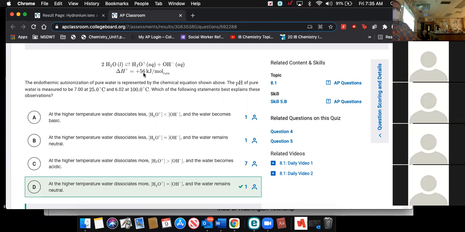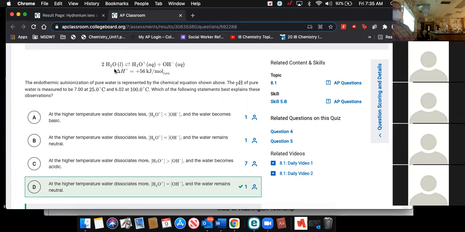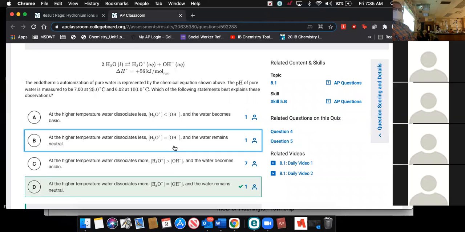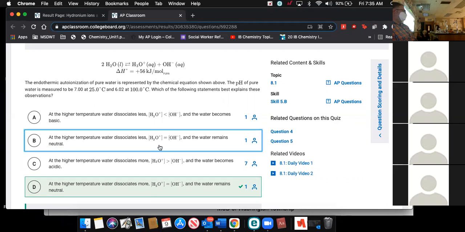At higher temperature, water dissociates more. So right there, that's the problem that you had. The fact that you put greater than here, whenever you see it's a 2 to 1 to 1 mole ratio, if we increase temperature, we are going to increase this and this. So that was the problem there. You should have either chosen B or D. Those are the only true possible answers.